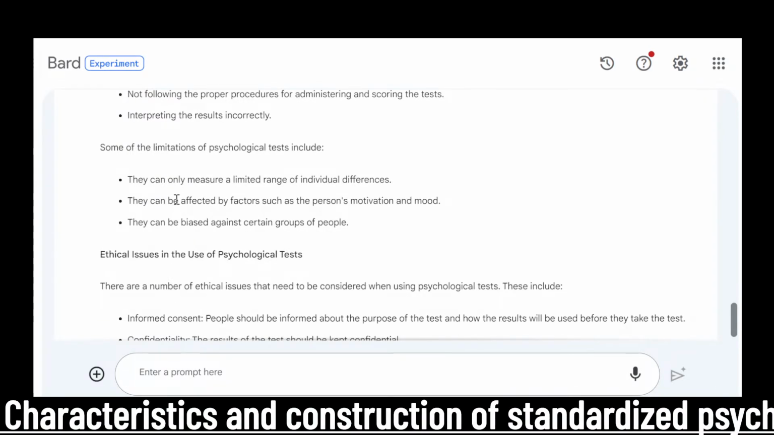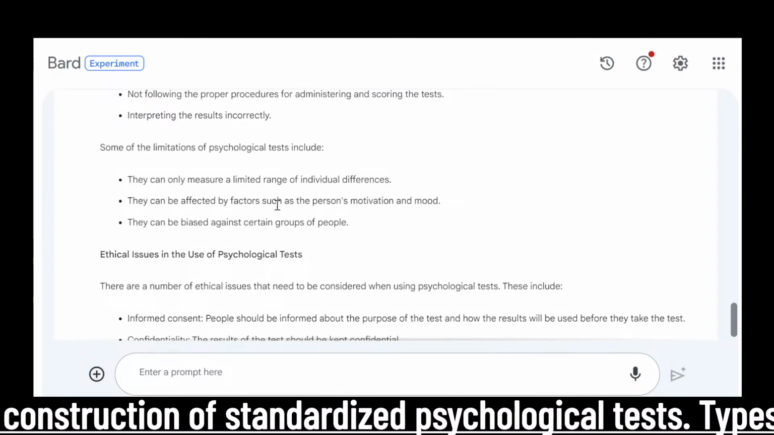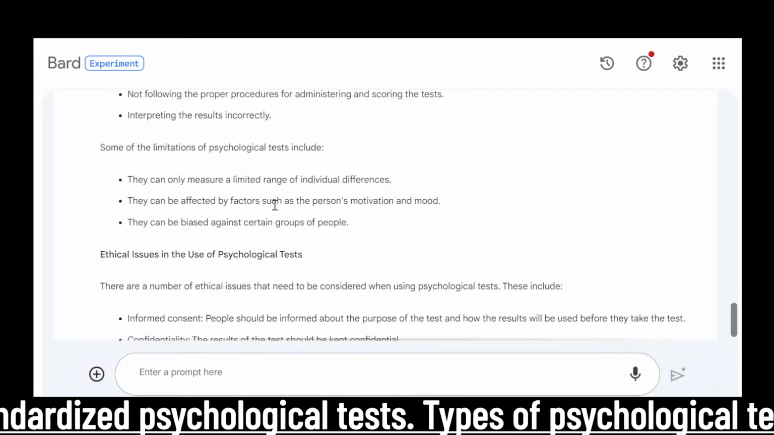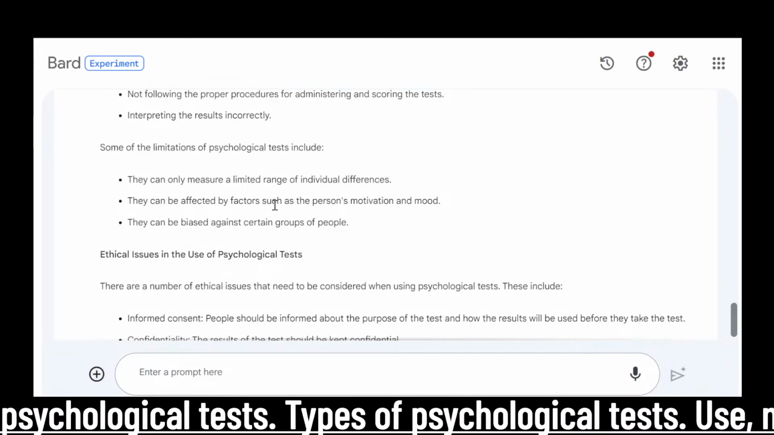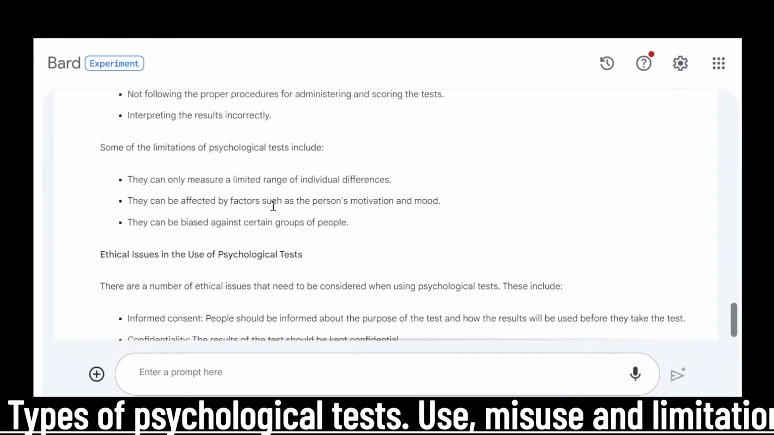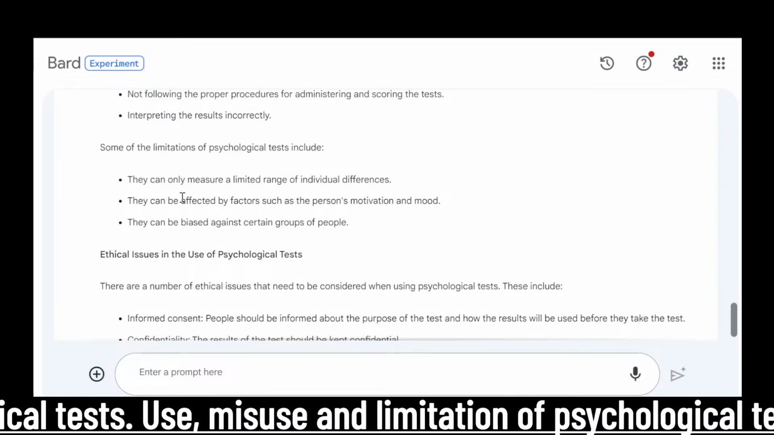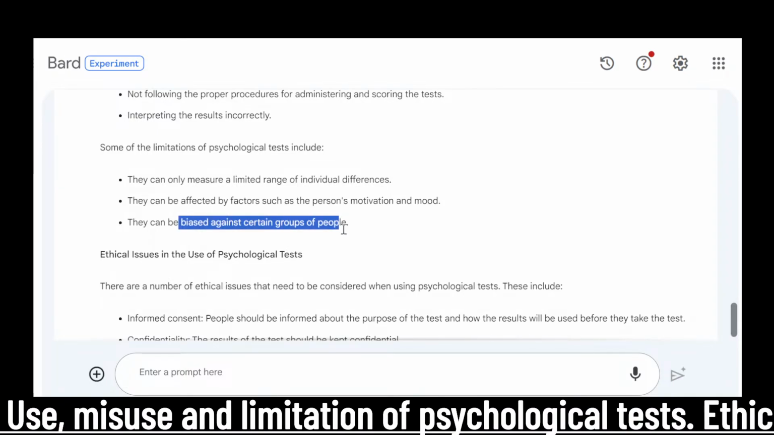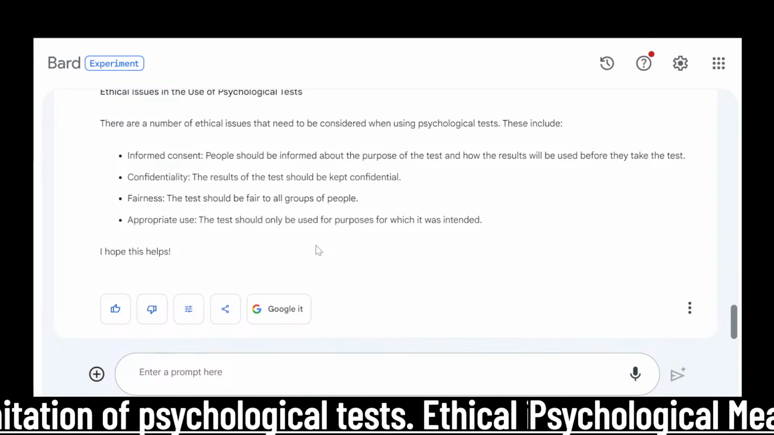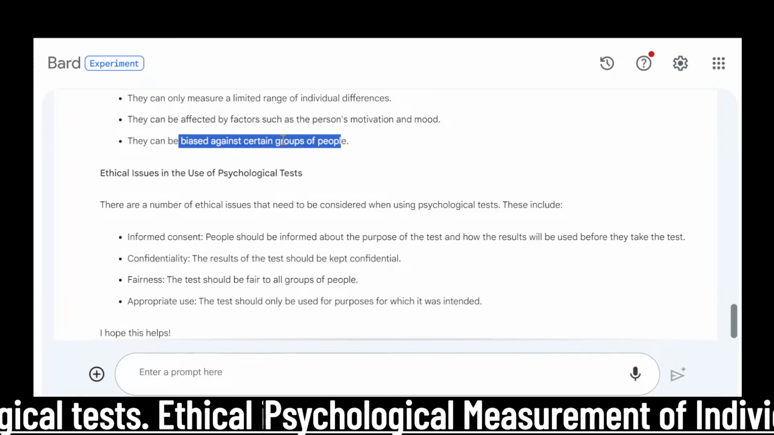So, what are some limitations of psychological tests? First, they can only be used to measure a limited range of individual differences. Not all the details can be known. They can be affected by factors such as a person's motivation and mood. For example, I know that they are testing me, and I am responding as I know that the test is going on. So that factor is there. They can be biased against certain groups of people because they are made by somebody who is from a different environment. So the bias against groups of people is there.